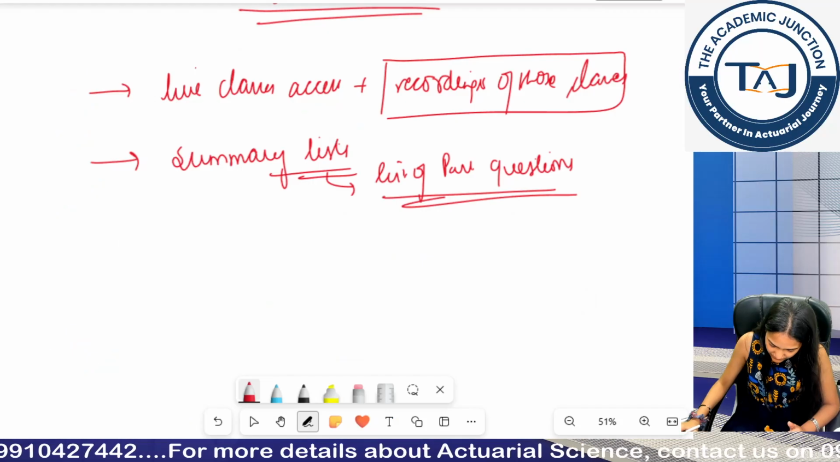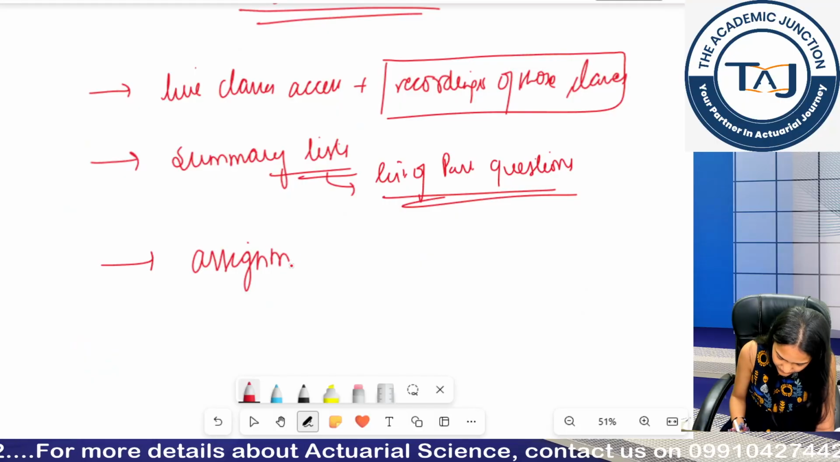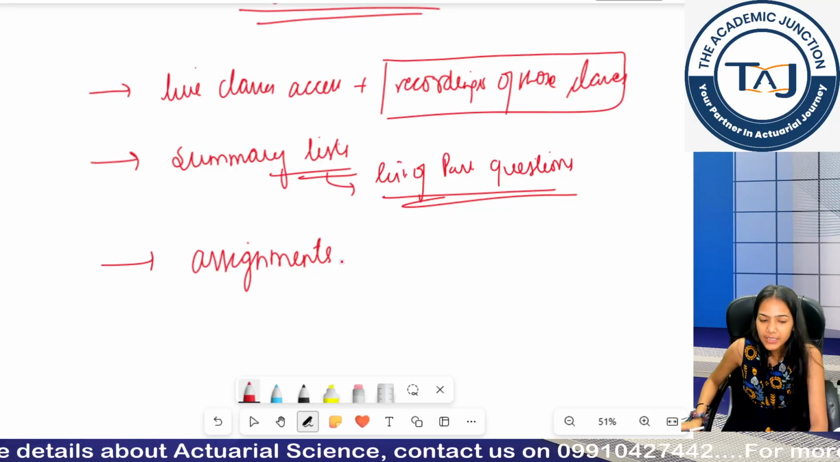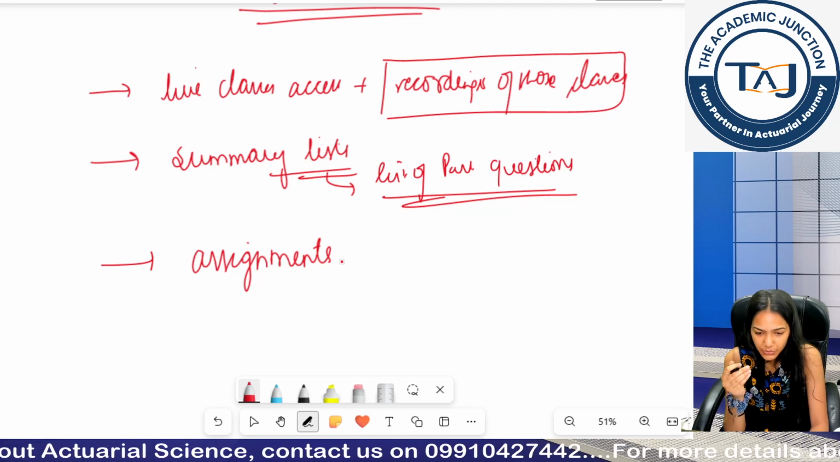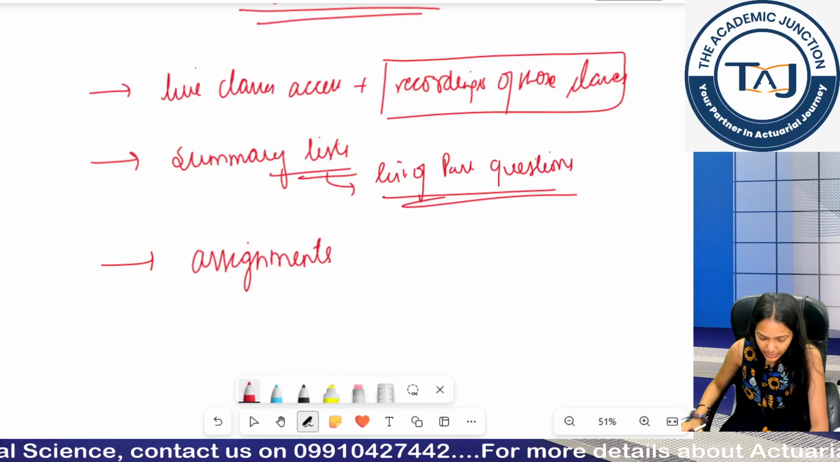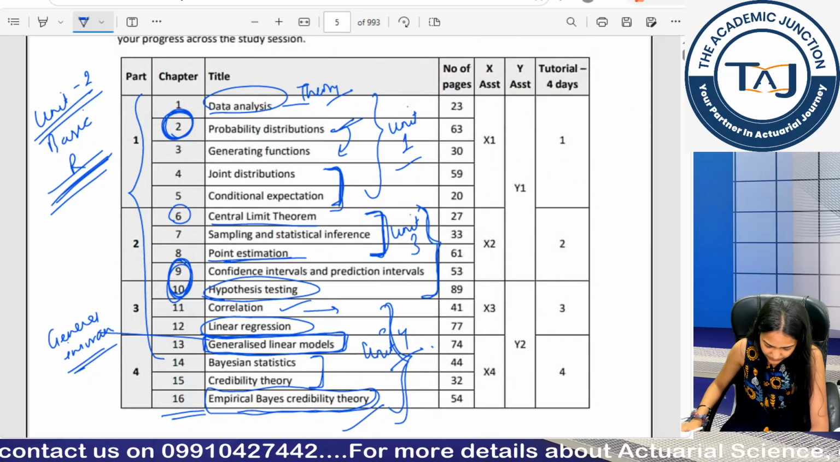Apart from that, we would be providing you assignments. Once you are done with 1 or 2 chapters, and if we think that these chapters are interrelated, we will be providing you the assignments for those chapters. Basically for all the chapters. So, let me show you an assignment as well for CS1, how it would look.